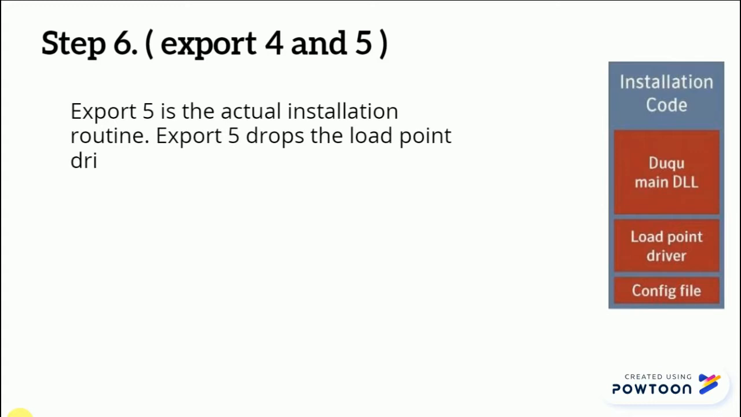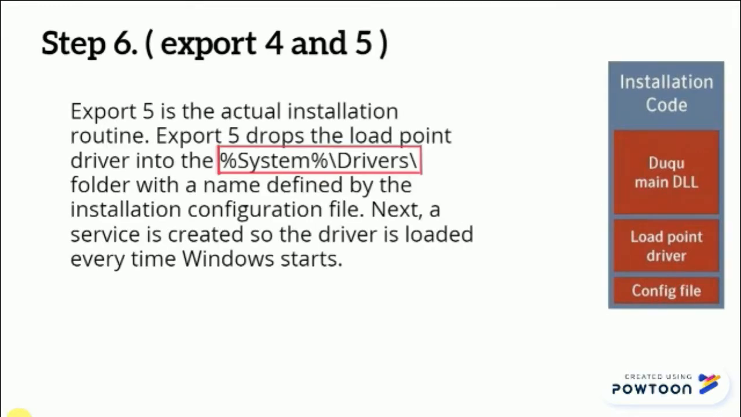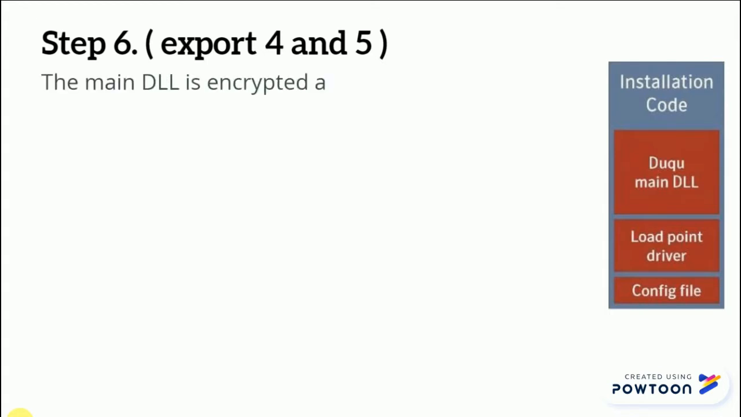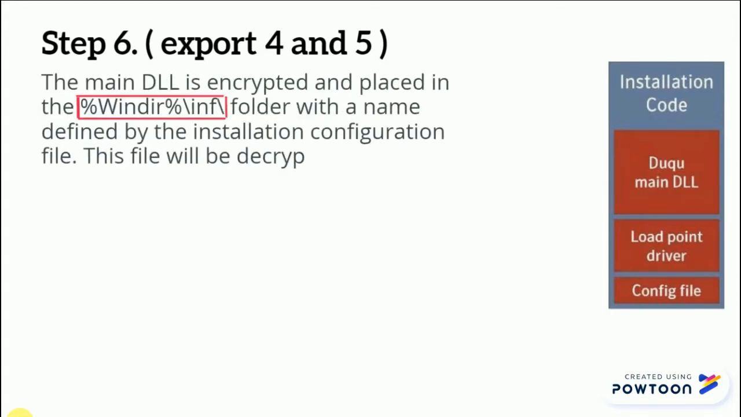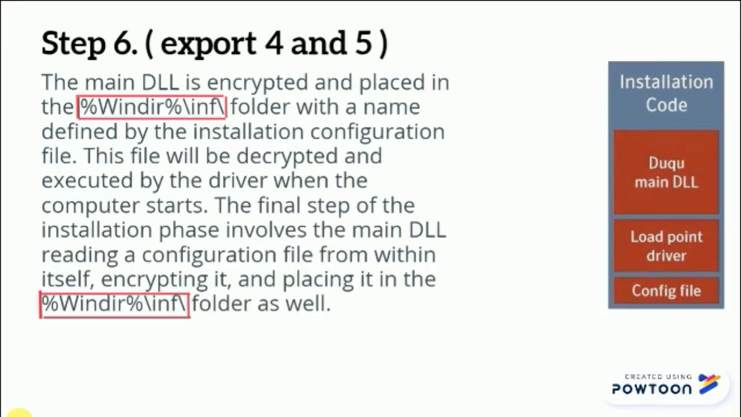Export 5 is the actual installation routine. Export 5 drops the load point driver into the highlighted directory path in the video, with a name defined by the installation configuration file. Next, a service is created so the driver is loaded every time Windows starts. The main DLL is encrypted and placed in the location highlighted in the video, with a name defined by the installation configuration file. This file will be decrypted and executed by the driver when the computer starts.